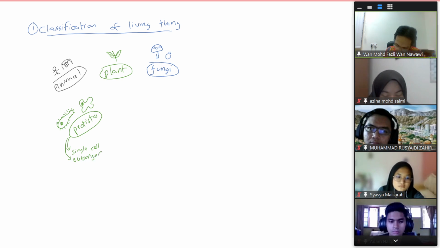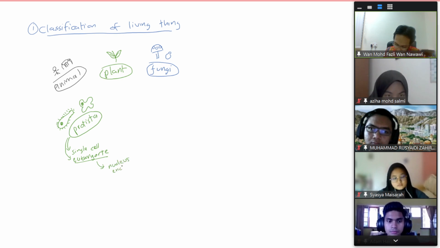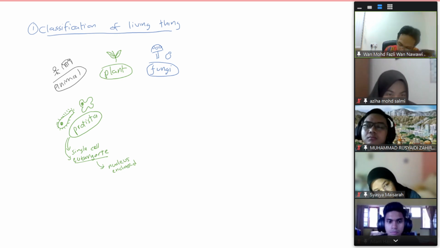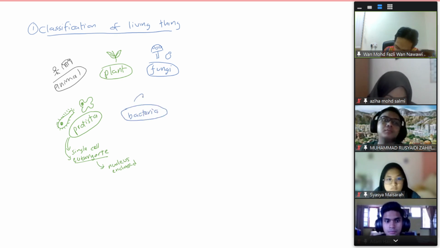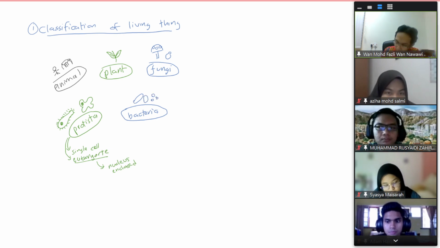What does it mean by eukaryote? Basically you have the nucleus, and the nucleus is enclosed, meaning that you have a nucleus membrane enclosing it. And then you have also the bacteria. Bacteria is like this, for example bacillus and streptococcus.